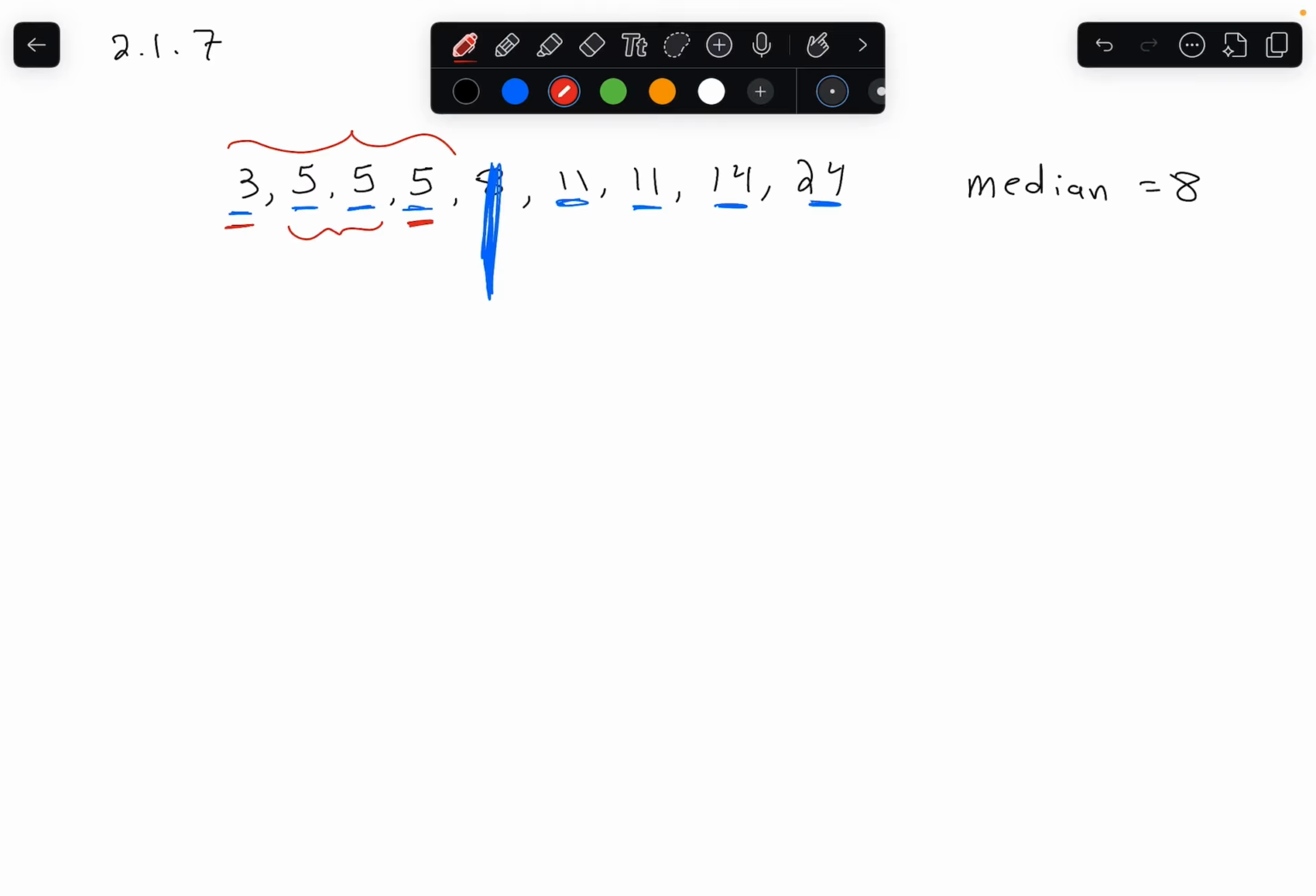So to find the first quartile, or Q1, I'm going to take 5 plus 5 and then divide that by 2. So that's going to end up being 10 over 2, which is just 5. So there's my first quartile.